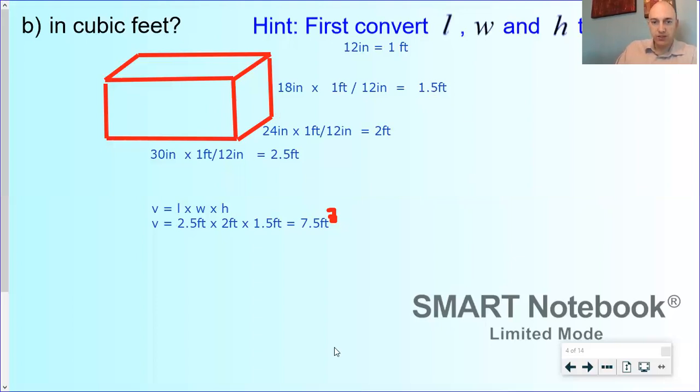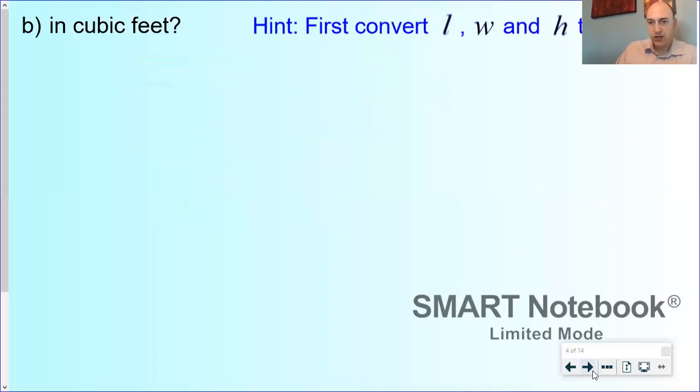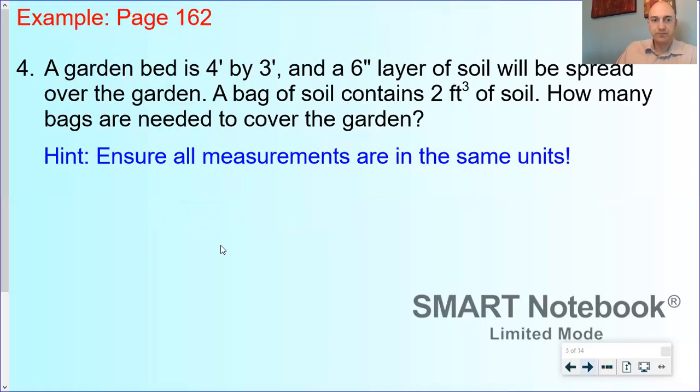Okay, so let's take a look at another question. Let's clear all this, and we'll move on to this one. Okay, so we have a garden bed, which is 4 by 3, and a 6-inch layer of soil will be spread over the garden. Bag of soil contains 2 feet cubed of soil. How many bags are needed to cover the garden? Okay, garden bed is 4 by 3, and we got a 6-inch layer.